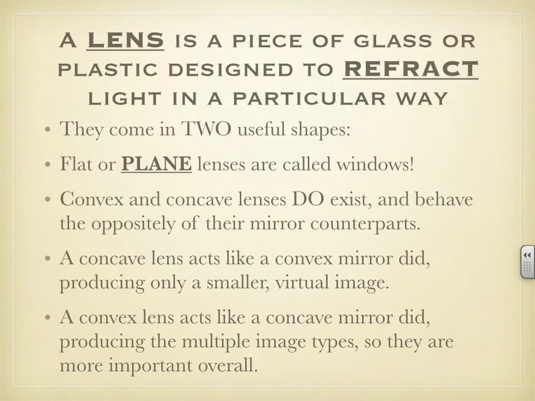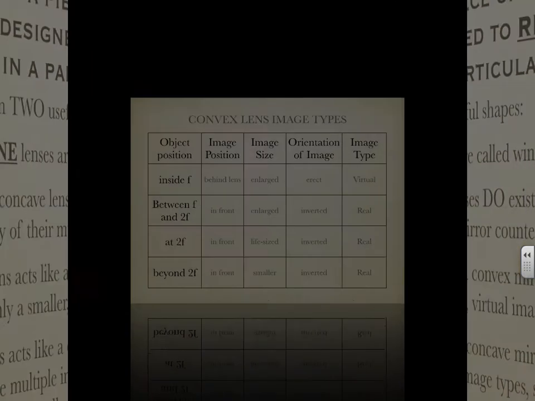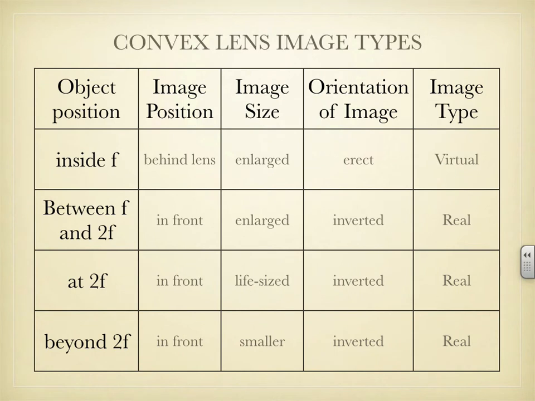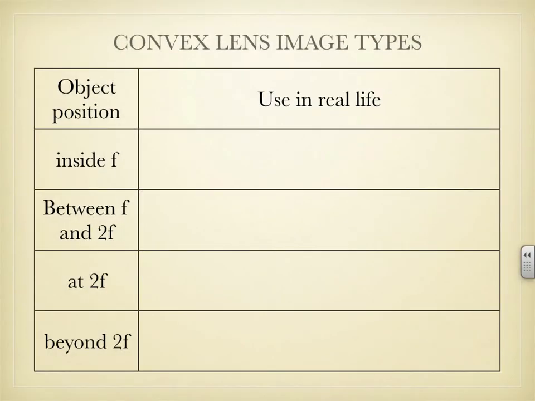A lot of things have multiple lenses in combination when you're dealing with funky things. But you may have noticed that there's a chart here that I didn't make you fill out a second time because I'm nice, because it's identical to the other one. And you're saying, really? Yes, a convex lens, again, acts exactly like the concave mirror did, so it's going to act the exact same way. So if I'm inside of F, it's going to be virtual and enlarged, and right side up, and so on down the line. It's going to be real if I'm past that, and we can make it bigger, life size, or smaller.